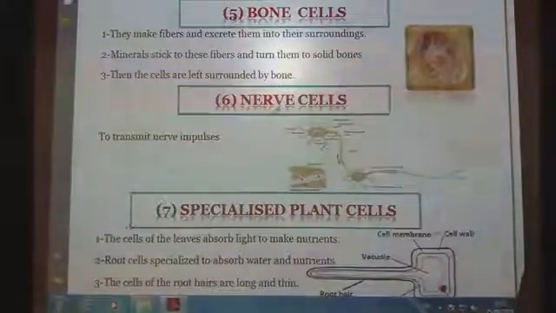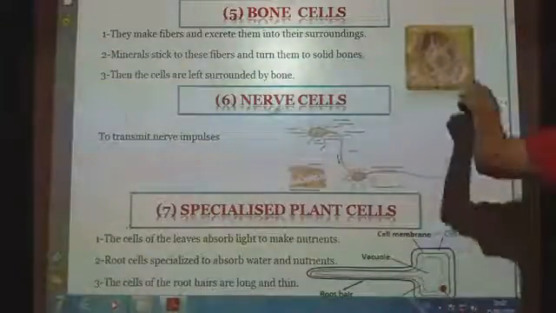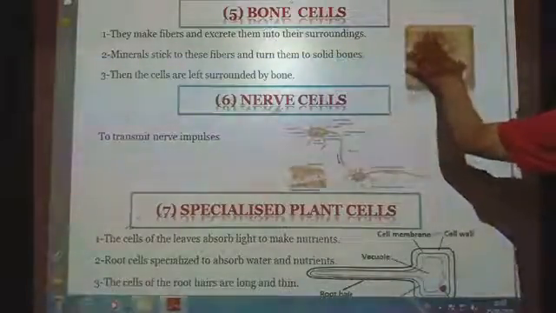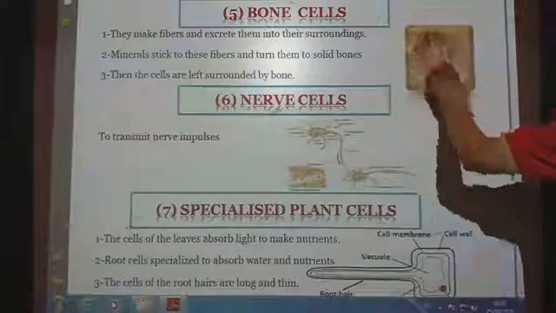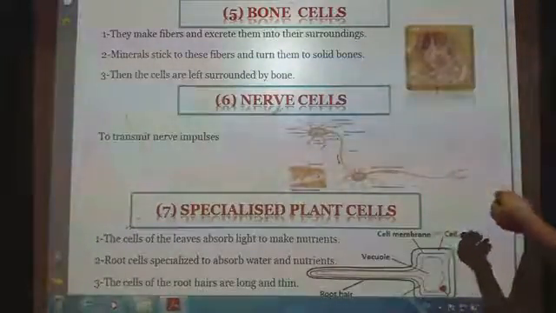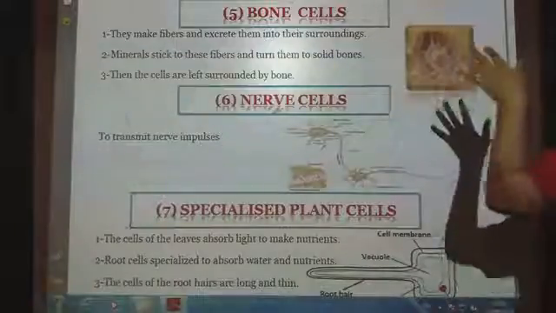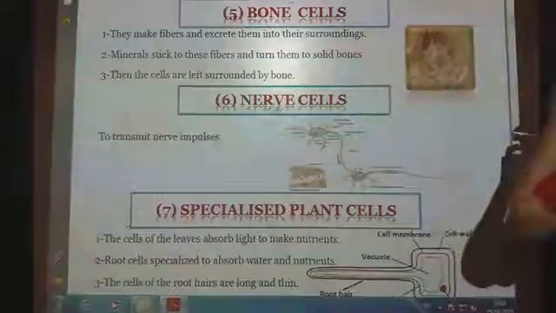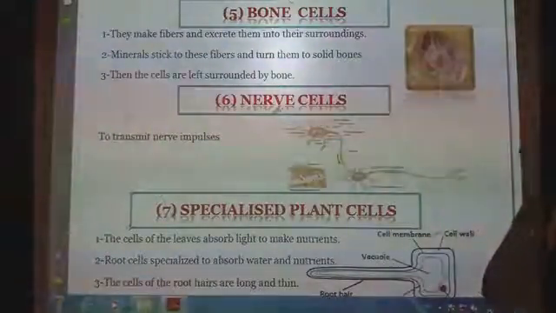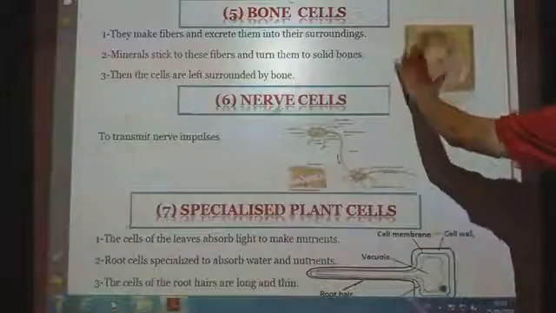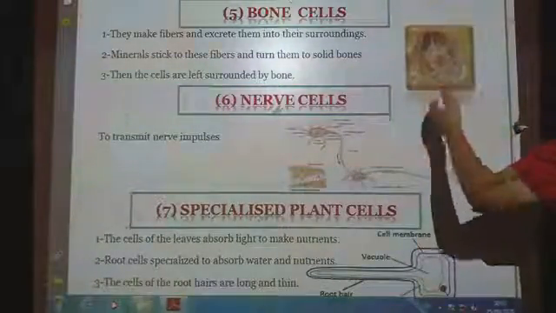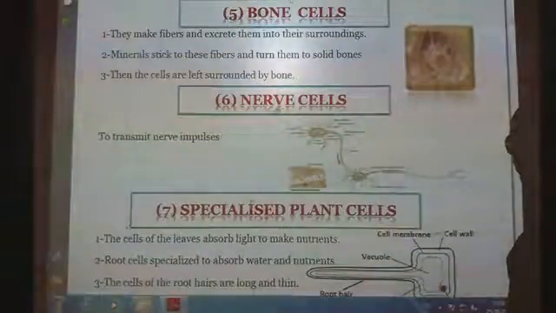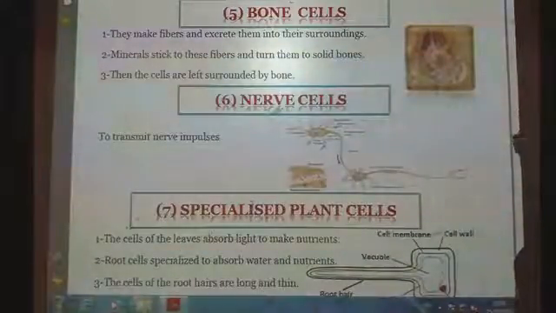The bone cells inside the human, at the beginning of their structure, produce fibers. These fibers spread in their surroundings. The minerals absorbed from the food that you eat stick with these fibers to strengthen the shape and the structure of the bones to make them more solid. Then the cells are left in the shape of this type. By age, by time, by good nutrition, your bones will be stronger than before.